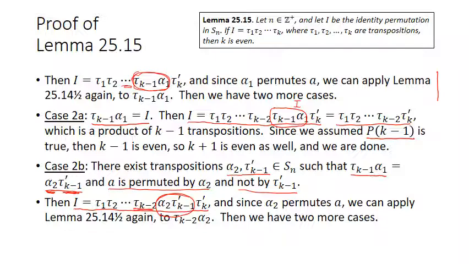Okay, so now it gets a little weird again because you see that alpha 2 permutes A. So we could apply lemma 25.14 again to this part of that product. Let me just circle it, this part. So we have again another product of two transpositions where the second one of them permutes A. That's the condition in which you can apply lemma 25.14, and that would give us two more cases.